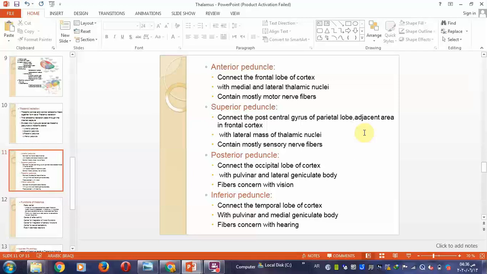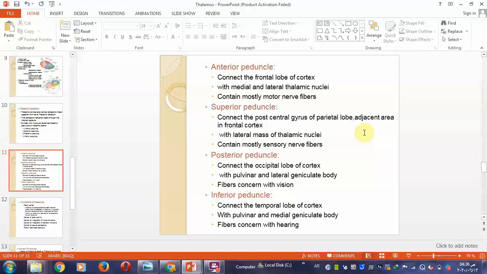The posterior peduncle connects the occipital lobe of the cortex with the pulvinar and lateral geniculate body, and its fibers are concerned with vision. The inferior peduncle connects the temporal lobe of the cortex with the pulvinar and the medial geniculate body, concerned with hearing.